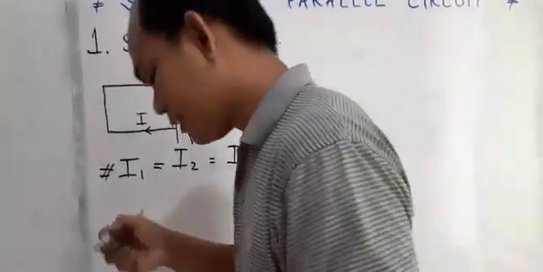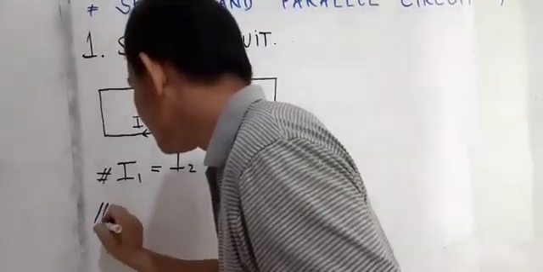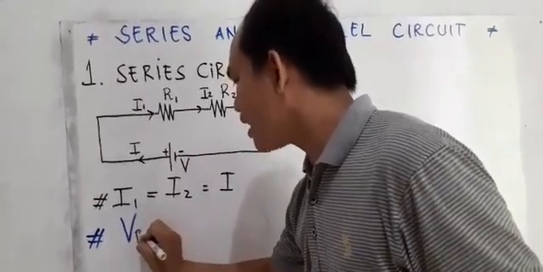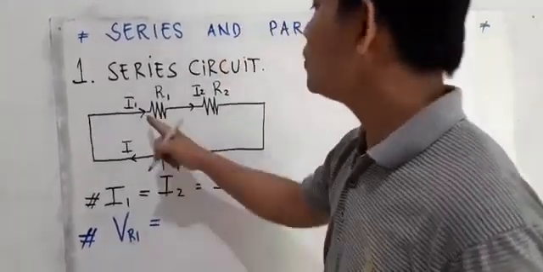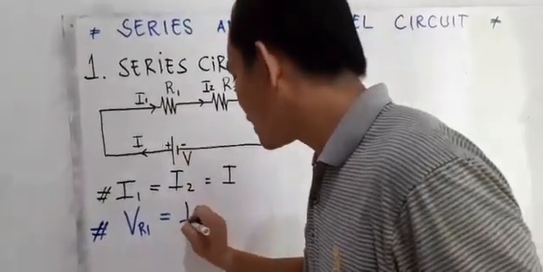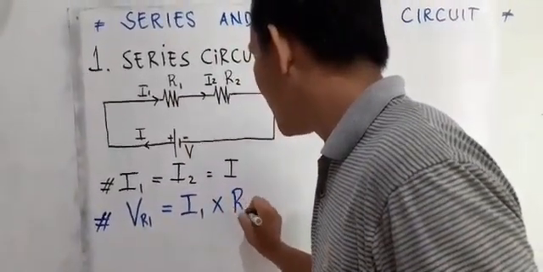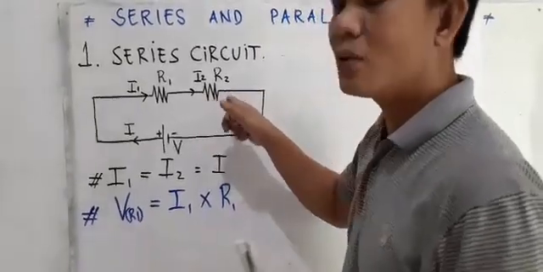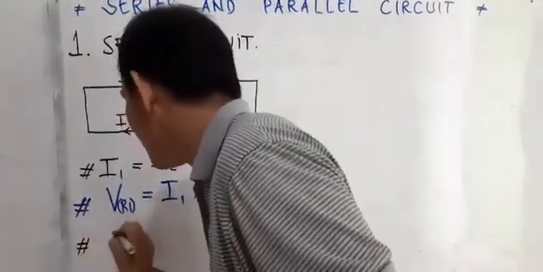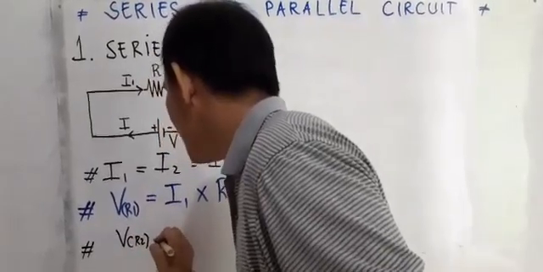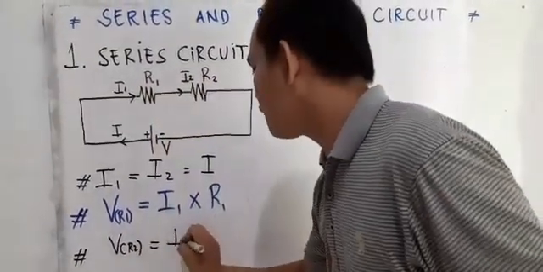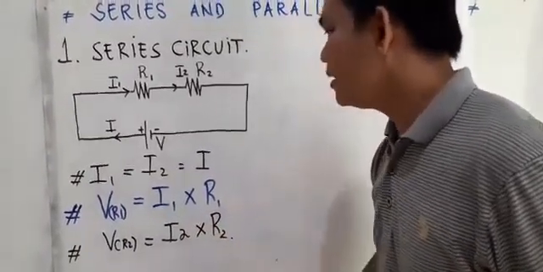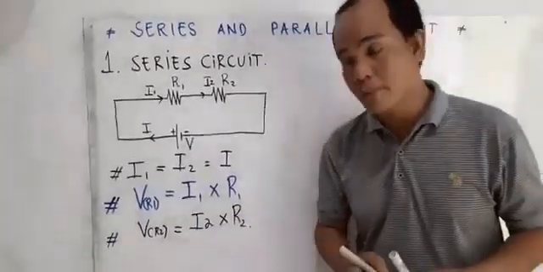The second thing is about voltage. The voltage in R1 is equal to the current that flows through R1 multiplied by R1. The voltage in R2 is equal to what? VR2 is equal to the current that flows through R2 multiplied by R2. So this is what we must know about a series circuit.